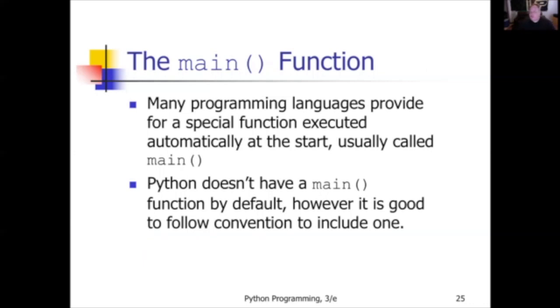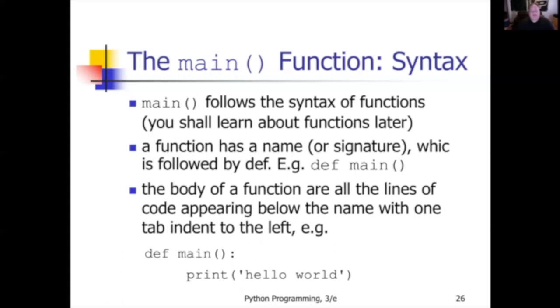And a lot of programming languages actually require a main function. C is a good example, Java, but Python doesn't require it. However, it's very good practice to go ahead and define a main function. And most of the time, we're gonna tell you to include a main function in your program. It follows the syntax of functions, and we'll talk a lot more about functions a little bit later this semester. But for now, we're just going to always define a function called main, and all of our commands go inside the main function.